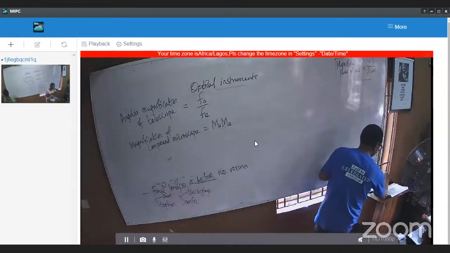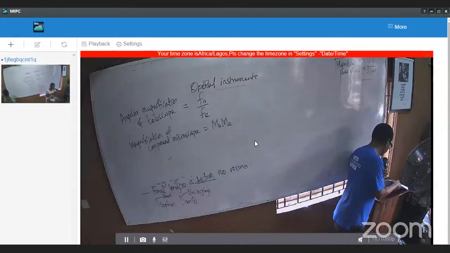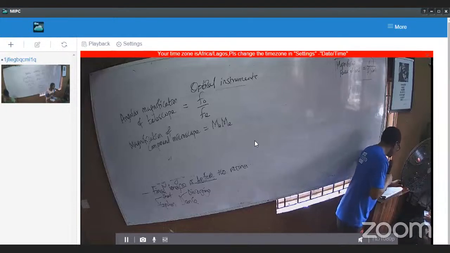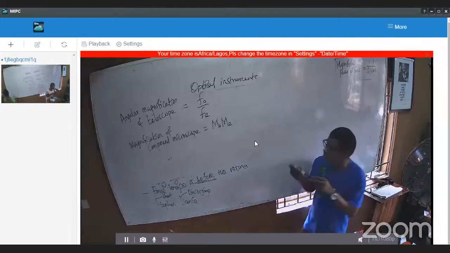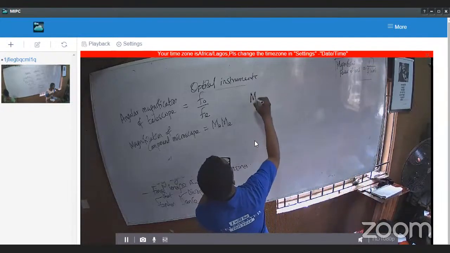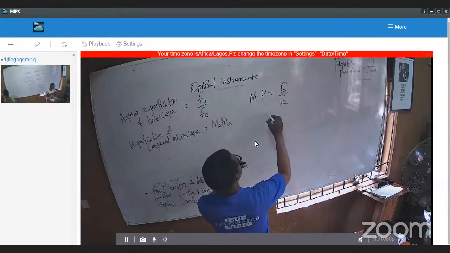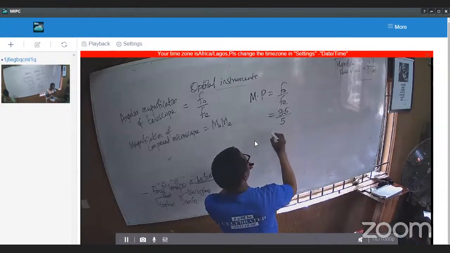Let's solve it. Magnifying power of the telescope is F naught over Fe. Class, what's the answer? What's the focal length of the objective? 3.5. What of the focal length of the eyepiece? So what's the answer?